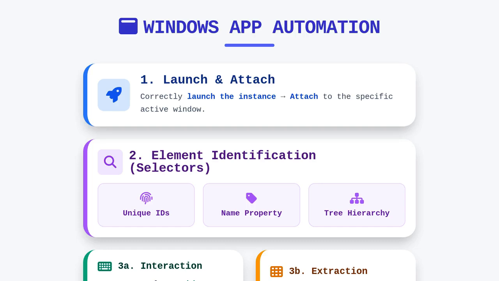For example, setting the text of a field is merely a matter of targeting the control and invoking the appropriate input action. The engine then handles the low-level Windows messages required to simulate the keyboard input or programmatic value assignment needed to update that UI element.